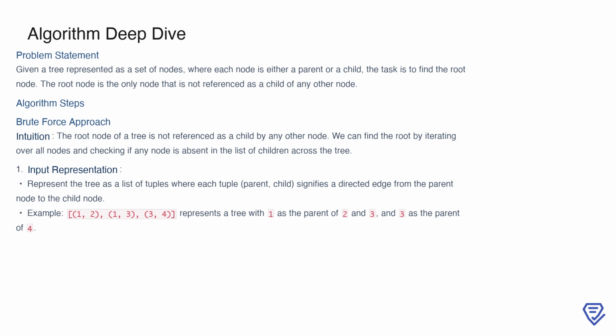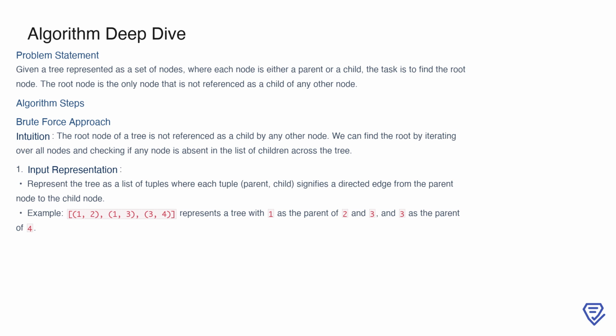To solve the problem of finding the root of an N-Ary tree, we first need to understand the structure of the input. The tree is represented as a set of nodes, where each node has parent-child relationships. The root node is unique because it is never referenced as a child by any other node. With this in mind, a brute force approach can be used to identify the root. The intuition behind this method is simple: if a node is not found in the list of children across the tree, it must be the root.